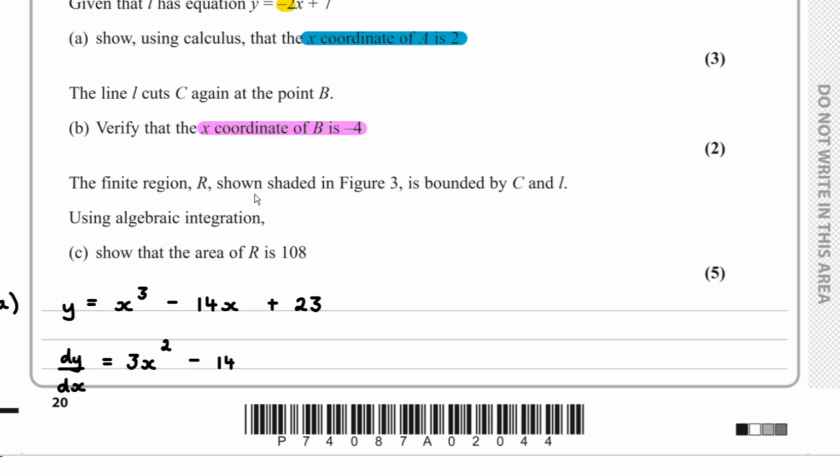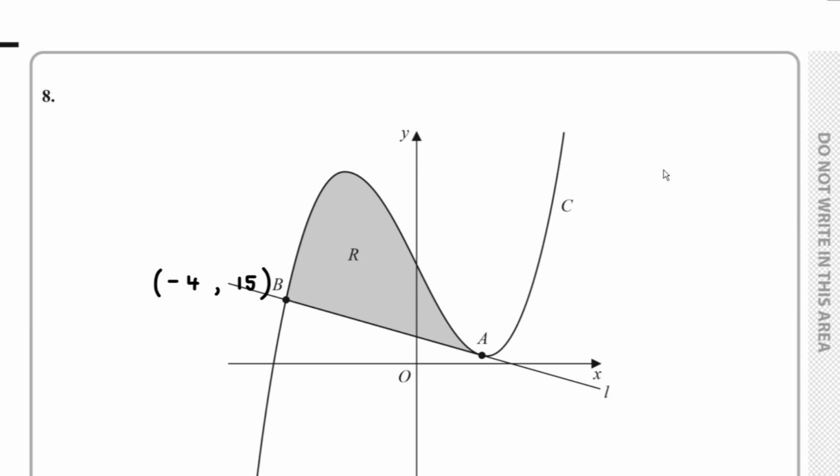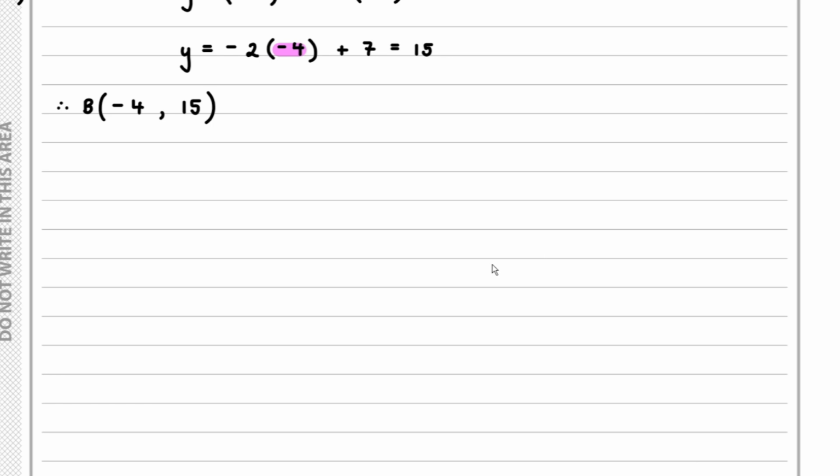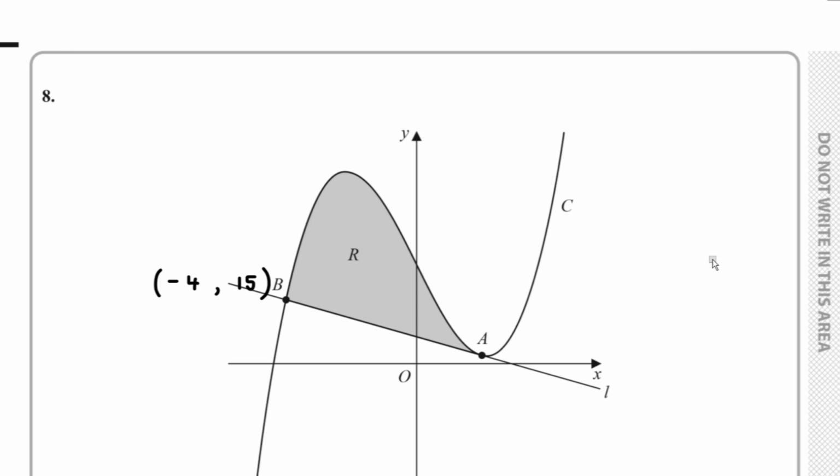The finite region R, shown shaded in figure 3, is bounded by C and L. And that's shown here. We've got the region R which is bounded by C and L. Let's begin by finding the coordinates of A. We know that the x-coordinate of A is 2, and if I substitute this into L, we have y equals negative 2 multiplied by 2 plus 7, which is 3. So the coordinate of A is 2, 3. Let's add this to the diagram.